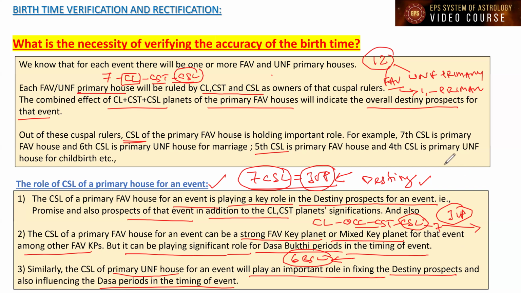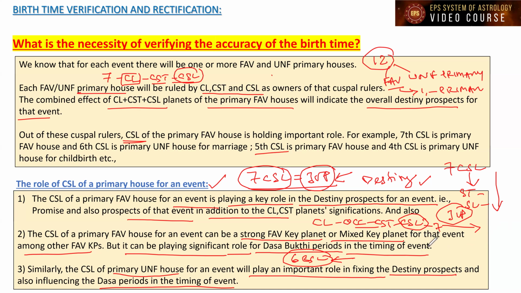It means when you are studying the seventh cuspal sublord, if it is in the star or sub of the unfavorable key planet, that is the sixth sublord, it indicates that destiny is getting reduced, or becoming weaker. So the sixth sublord plays an important role in fixing the destiny prospects, and the same planet also plays a role as a ruler of the dasa periods, influencing the signification of the dasa period.